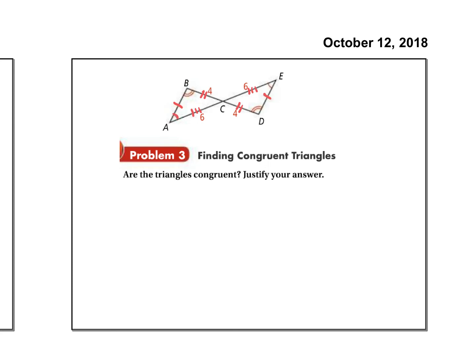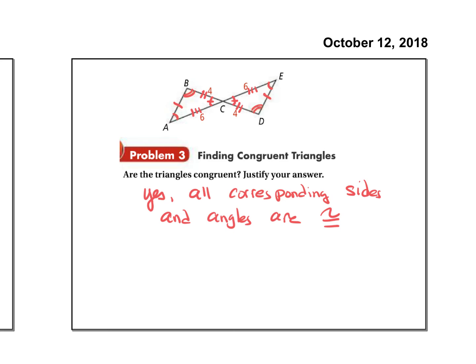Now let's look at the angles. A is congruent to E. B, 2 arcs, is congruent to D, 2 arcs. But I don't have the third angles. Can I get the third angles? Why? What's the reasoning? Vertical. So by vertical angles being congruent, now I've got all 3 angles congruent to all 3 angles. Are the triangles congruent? Yes. All corresponding sides and angles are congruent, also known as corresponding parts are congruent. I just want to be a little more specific at this moment.